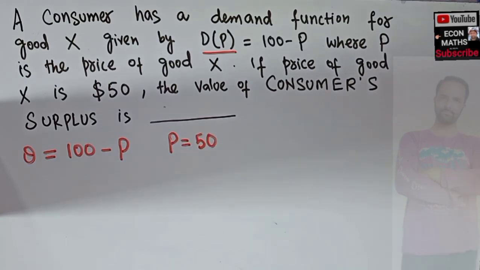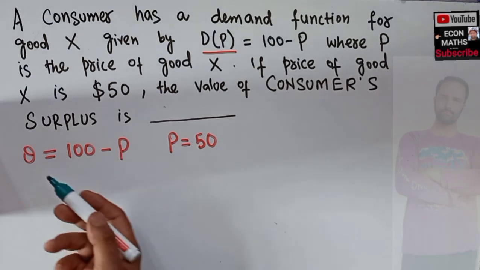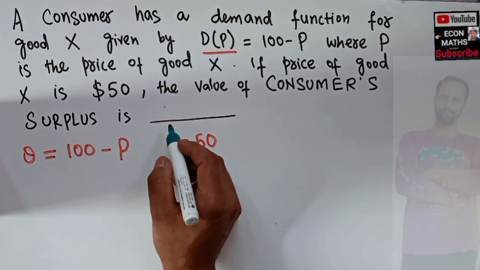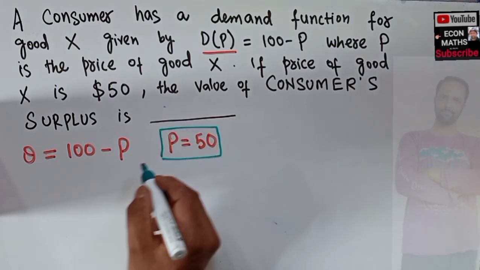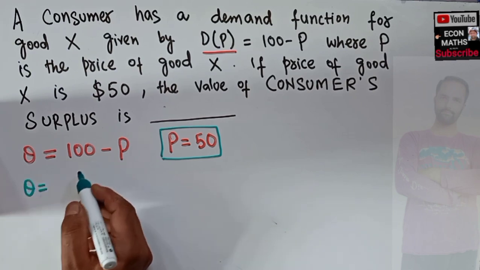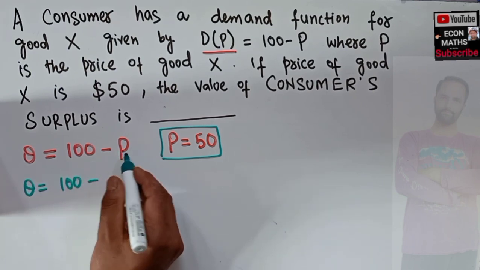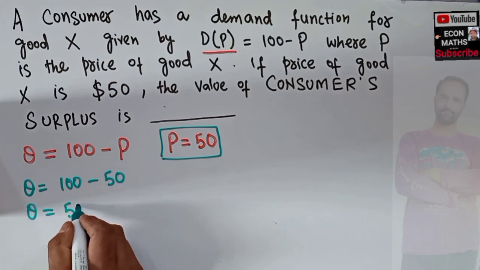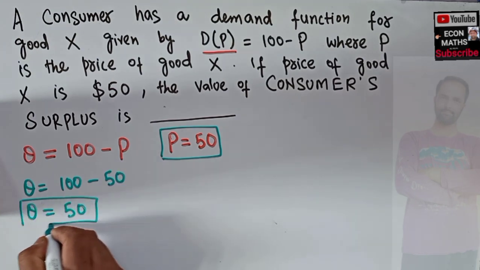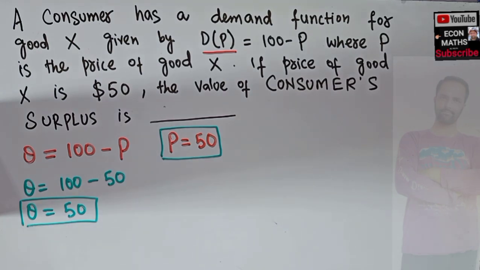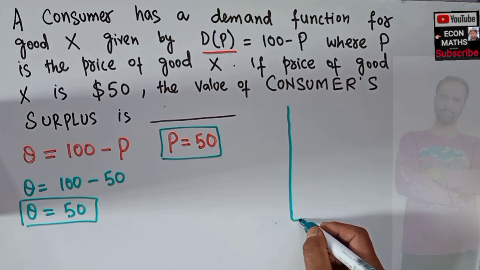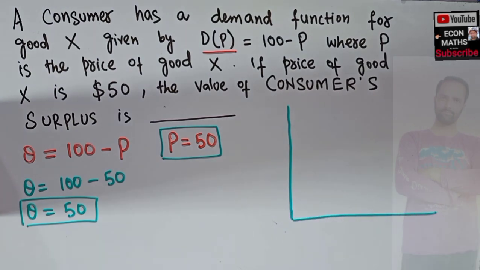Now to find out the consumer surplus, let us first find out the quantity bought at a price of 50. When p is equal to 50, q will be equal to 100 minus, in place of p we have 50, so q also will be equal to 50. Now if I draw the graph, it will make more sense. We don't use the calculus method here because it is very simple to use the graphical method.